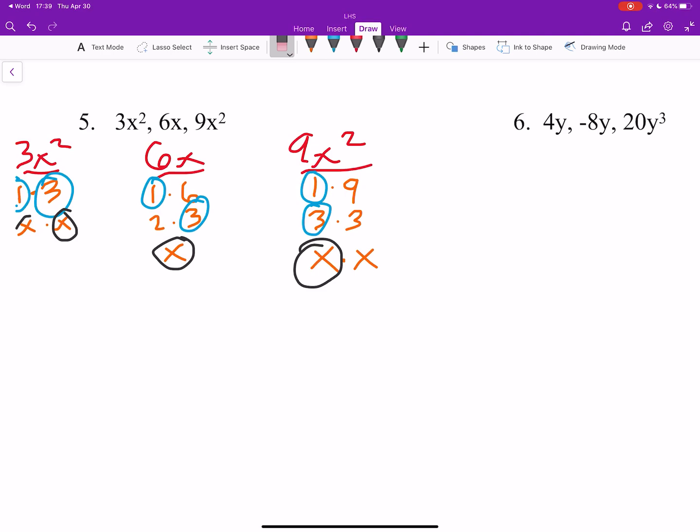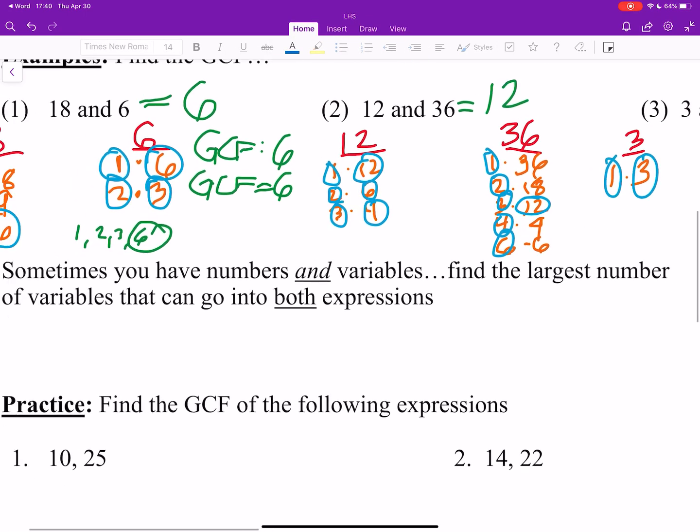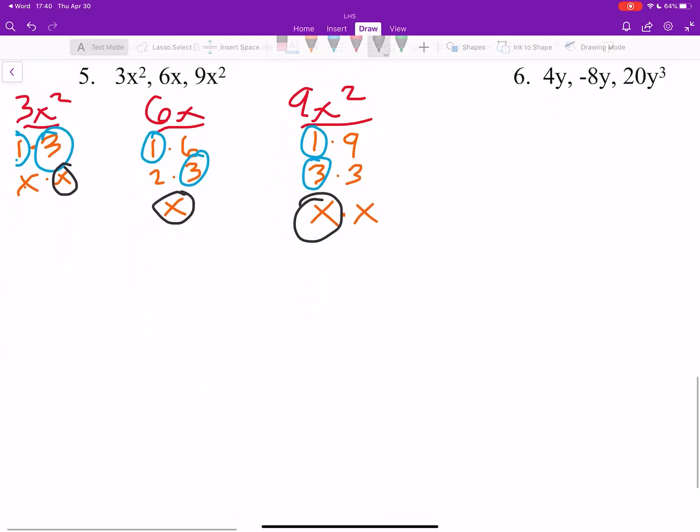So while I could put 2 x's into my piece on the far left, I can only put a maximum of a single x into this piece right here, right? Because there's just an x to the power of 1. So that's the most I can put into it. So I've already found the greatest number of x's, the greatest number of variables that I can, so the largest number of variables that can go into all of the pieces there. So it's just going to be an x.